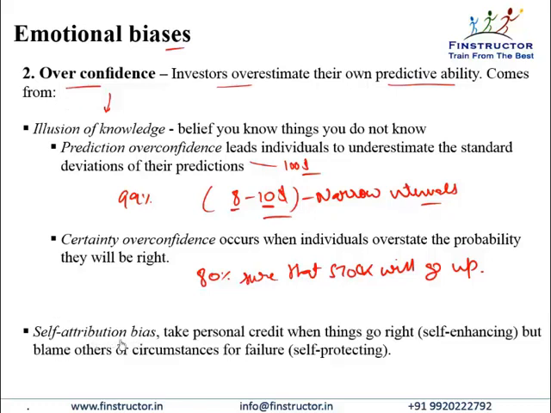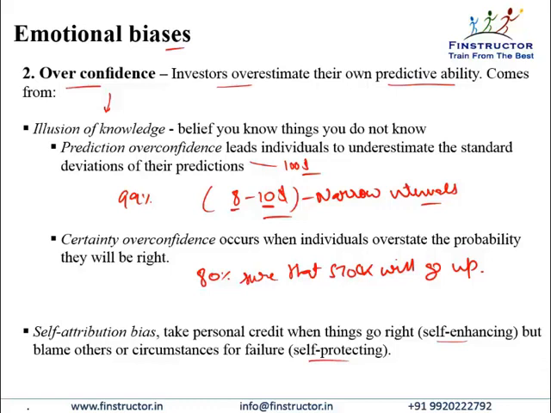Self-attribution bias is another contributing factor. That is, people take personal credit when things go right, but blame others or circumstances when things go wrong. So the first is called self-enhancing behavior, and the second is called self-protecting behavior that investors exhibit.